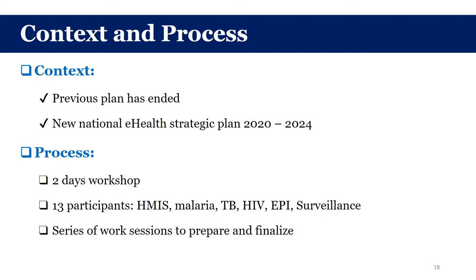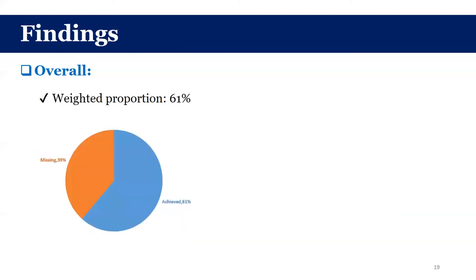operational plan. So we went through the process, and the maturity model assessment was part of the work that we had done. We had a 2-day workshop, as Ula was saying, and someone asked who the assessors are. Those are the people from the SSO that we have: the HMIS team, the country program management teams for TB, HIV, EPI, surveillance, and we also went through a series of meetings to prepare and then to finalize the work. When we finished the work, that is what came out.